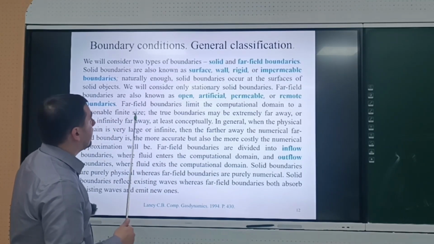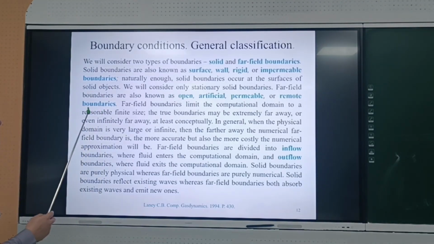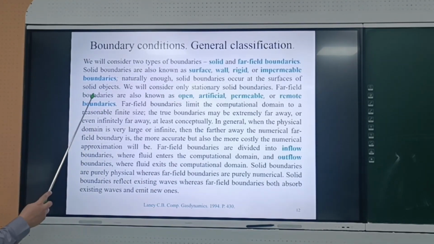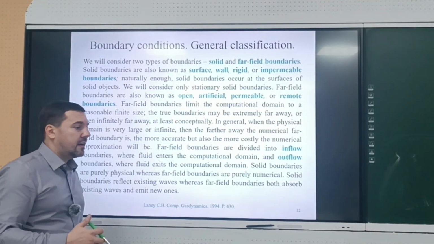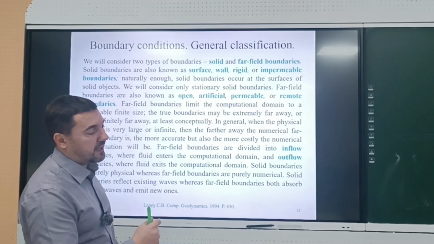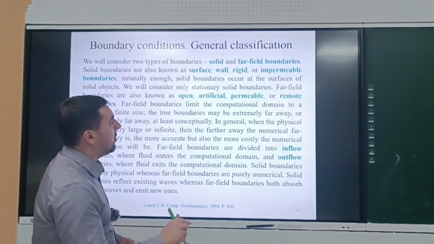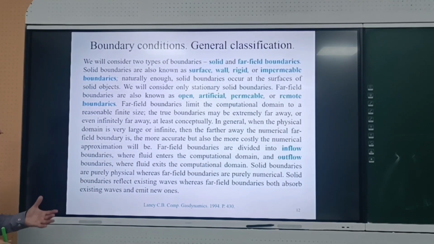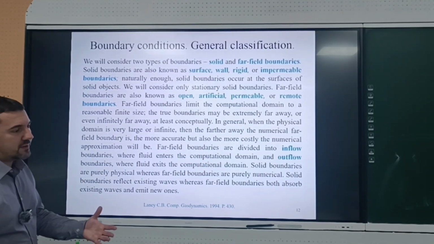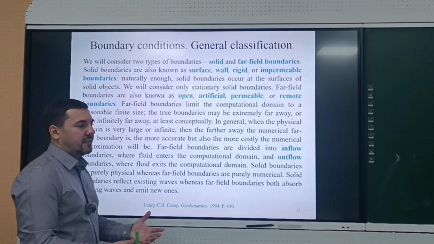So now the boundary layer, boundary conditions. So we'll consider two types of boundaries. I will explain to you how to construct boundary conditions for two cases: for the case of a solid wall and so-called far-field boundaries. They are not the simplest, but the most widespread, and so usually you need them.